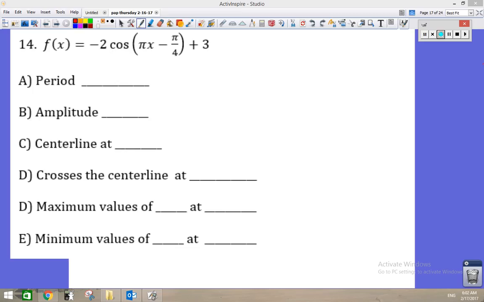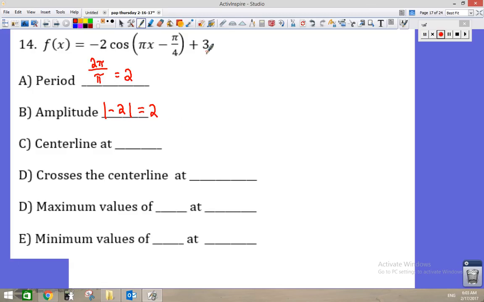We have this function. They're asking us for the period, amplitude, center line, and so forth. So the period for cosine, sine, secant, cosecant is 2 pi. So we want to take 2 pi divided by the coefficient. So that's 2. The amplitude, we want it to be positive because the period and amplitude are distances. So I try to stress taking the absolute value.